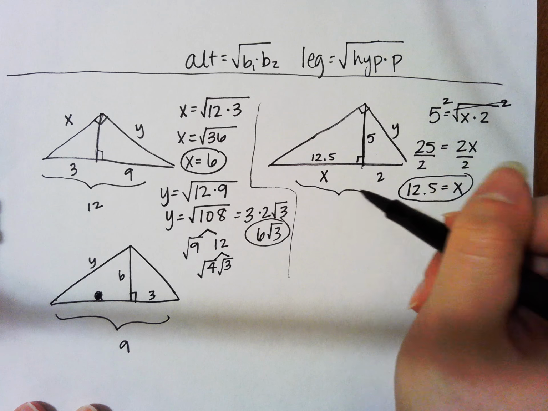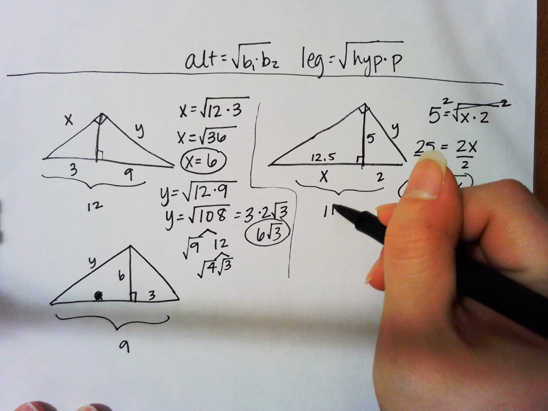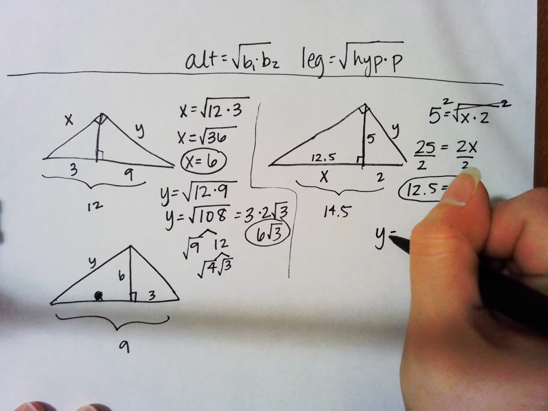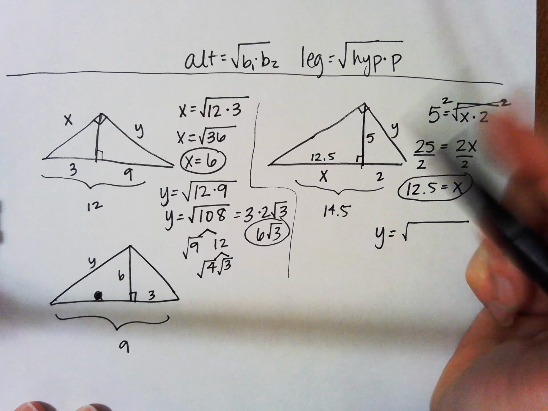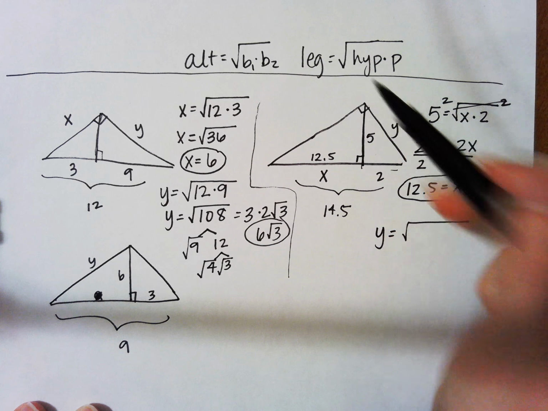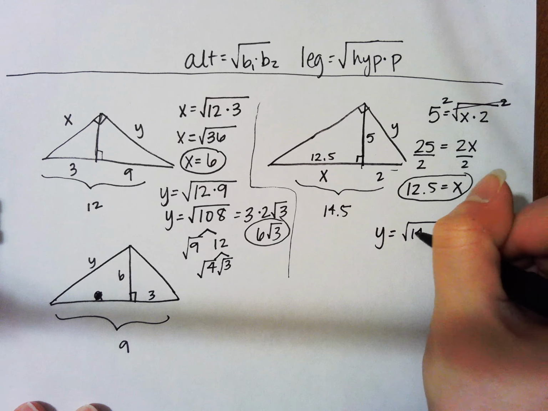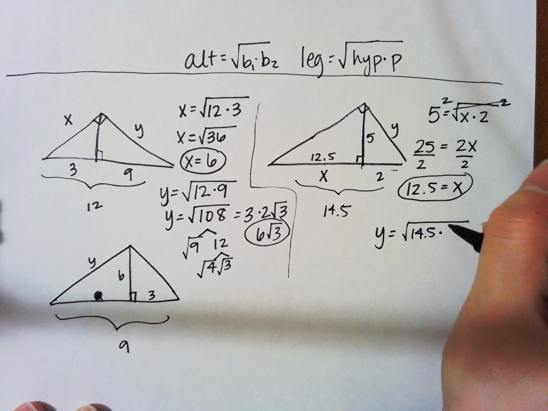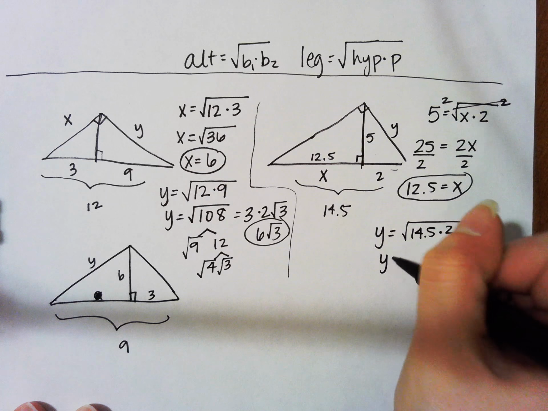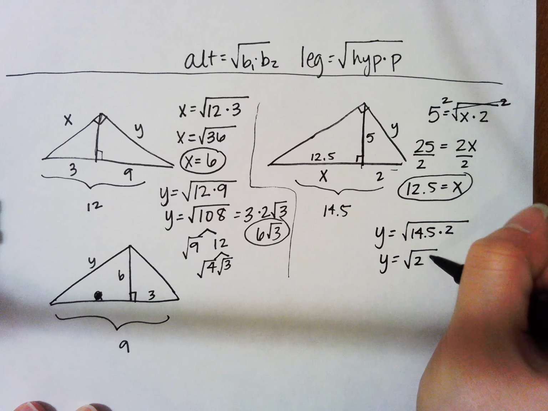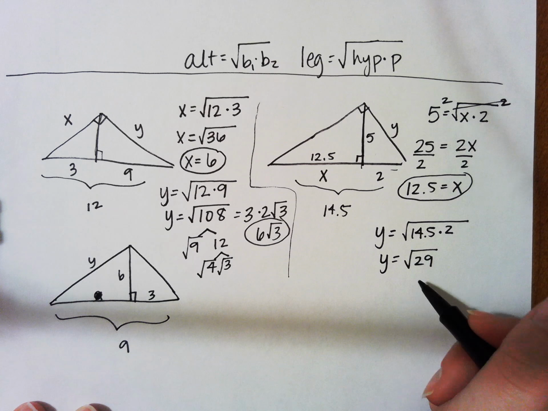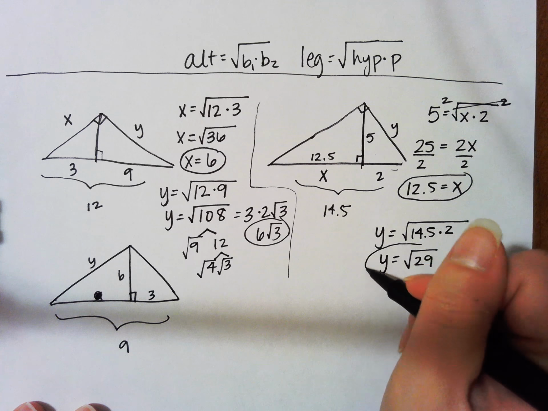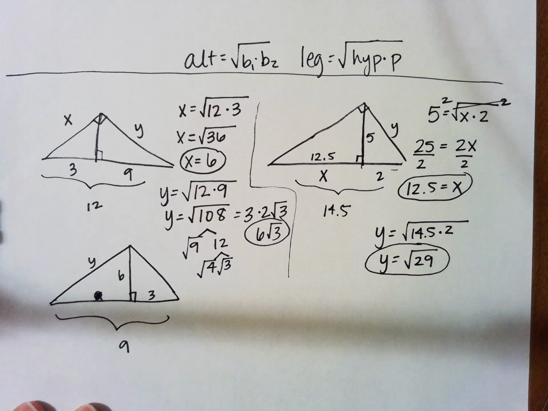I know I'm going to need that because then this makes this whole hypotenuse 14.5. And y is a leg. So y is the geometric mean between my hypotenuse, again my hypotenuse is 14.5, I just found that, times the piece that it touches, and y touches 2. So this would be the square root of 29. And I actually can't split that up. I could try to find things that would go into it, but there's really nothing that goes into that, so we'll just leave it as the square root of 29.